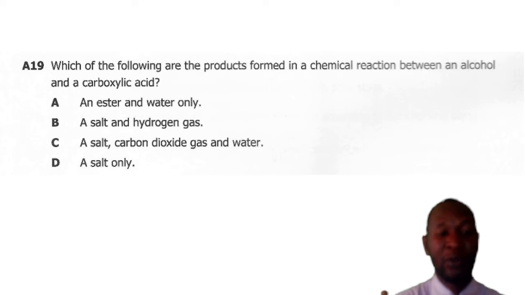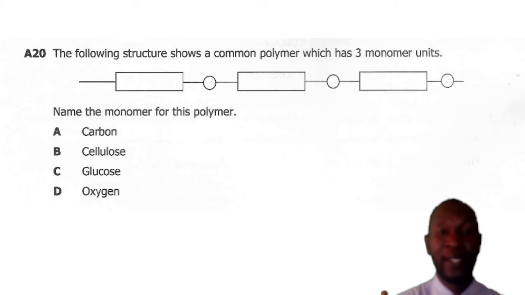A19. Which of the following are products formed in a chemical reaction between an alcohol and a carboxylic acid? The correct answer here is A, an ester and water only. A20. The following structure shows a common polymer which has 3 monomer units. Name the monomer of this polymer. The correct answer here is C, glucose.